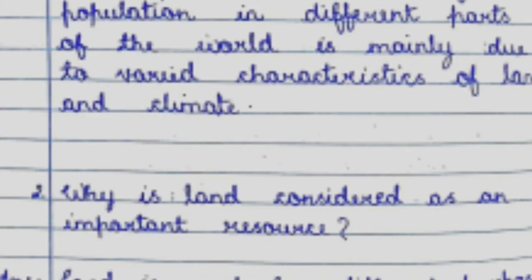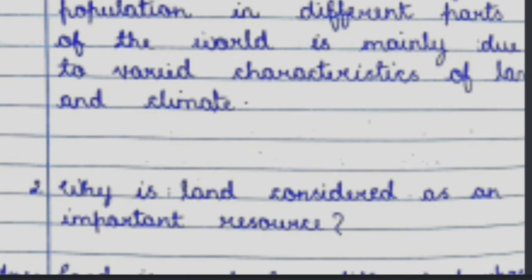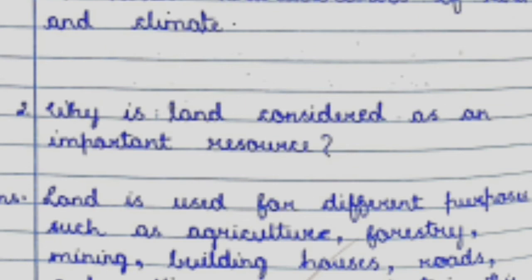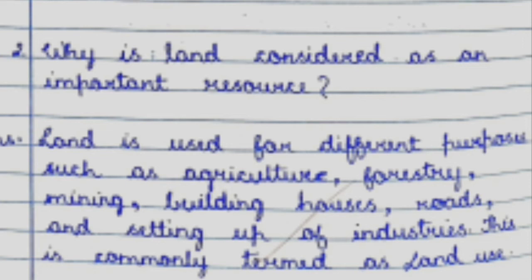2. Why is land considered as an important resource? Answer. Land is used for different purposes such as agriculture, forestry, mining, building houses, roads and setting up of industries. This is commonly termed as land use.